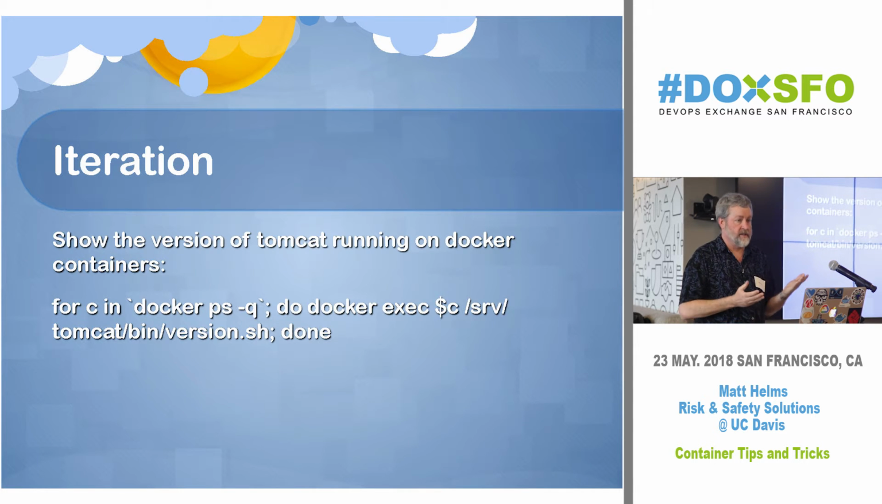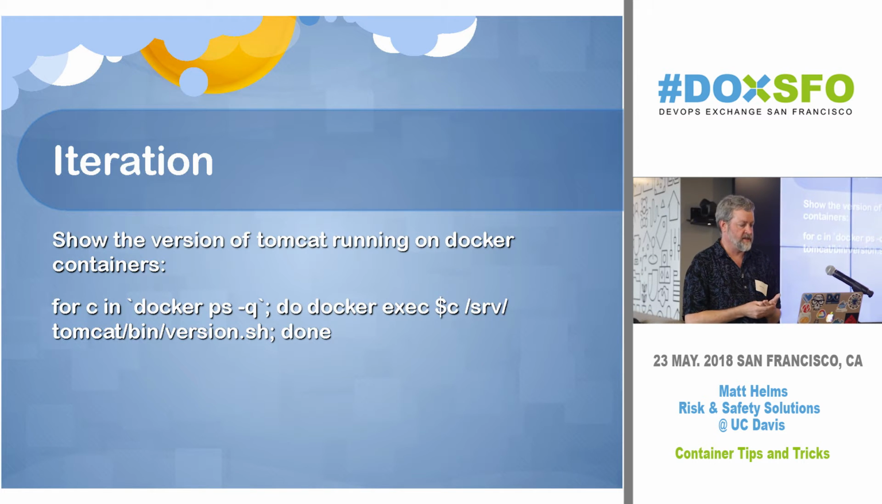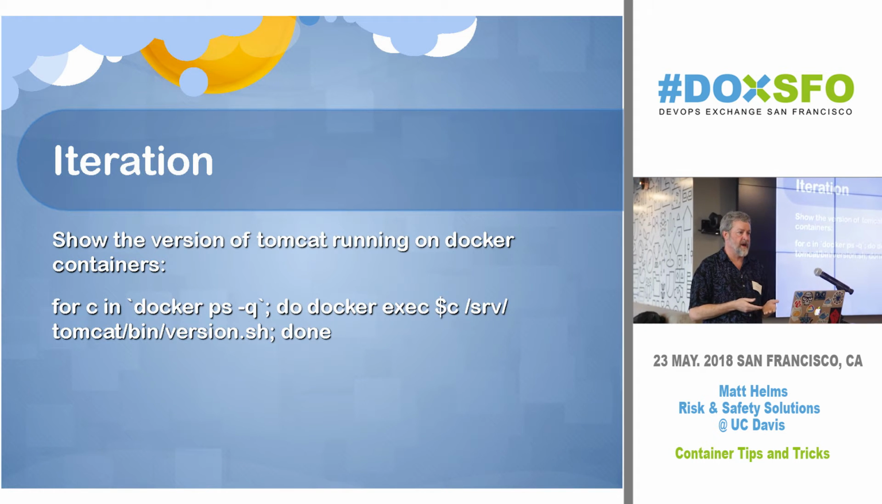Okay, iteration. So just a simple way to go through, let's say you needed to find out what versions of Tomcat you're running. You could run this script and it'll show you all the versions of Tomcat that are running. It's basically taking the output of a Docker PS command, giving you the first column, feeding it to the version command. So this is just a little hack. If you're running other containers as well, it's going to error out on those containers, but the ones that are running Tomcat, it will give you the version for those containers.